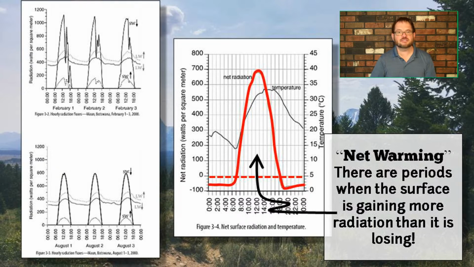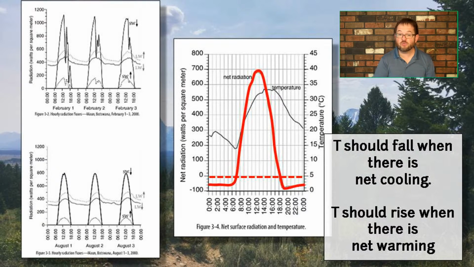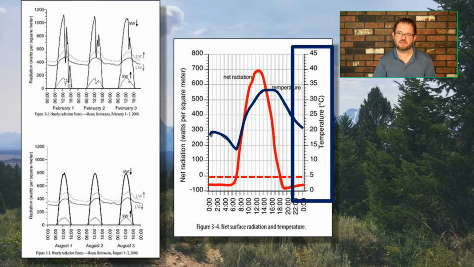And then during the day there's net warming going on, where we are receiving more shortwave radiation from the sun and long wave radiation from the sky than we are losing from long wave up and so on. These are periods when the surface is gaining more heat from the sun and so on than it is losing. And so we would expect the temperature to fall when we are having net cooling. We would expect the temperature to rise when we have net warming. And in fact, you'll see that that is what's happening in the curve that I highlighted in blue, which is the other curve on the diagram. Notice that it is on a temperature scale that is on the second y-axis there.